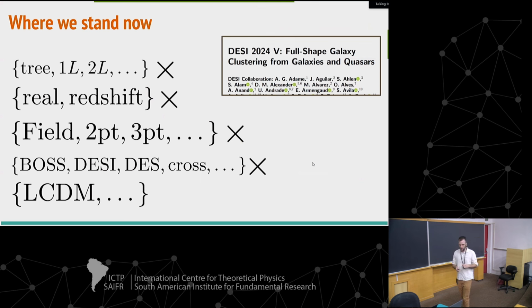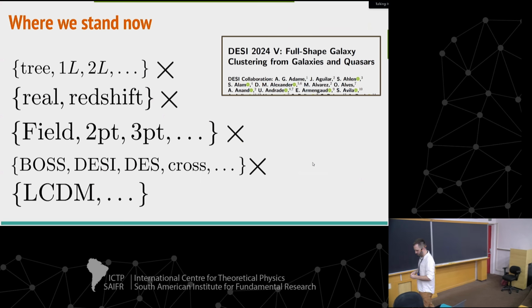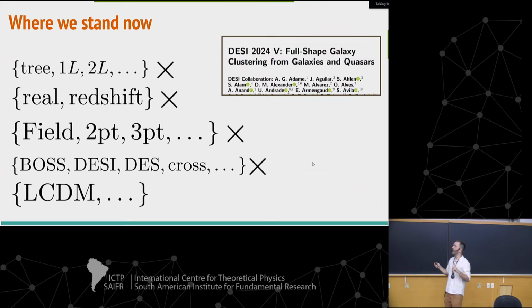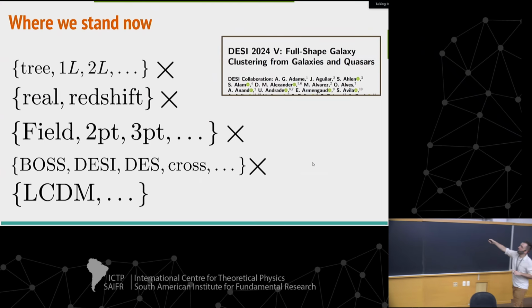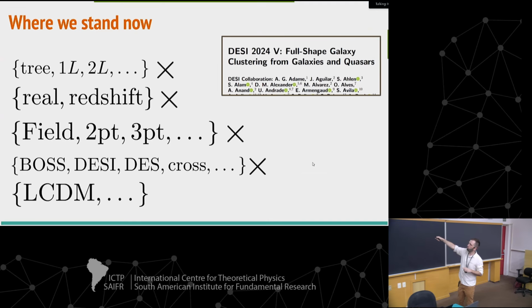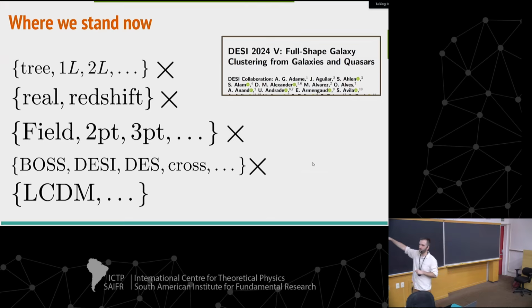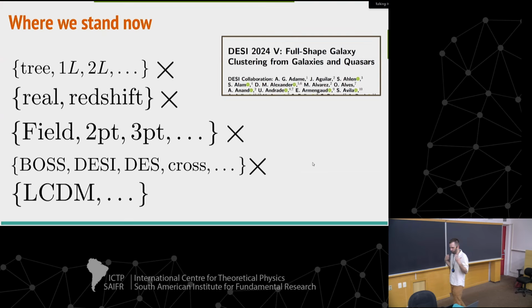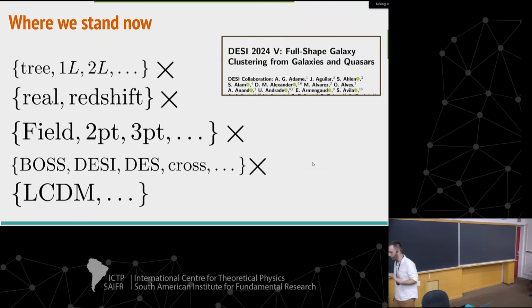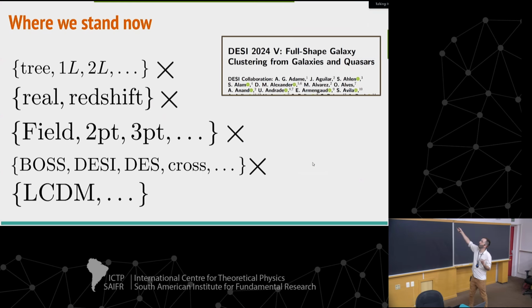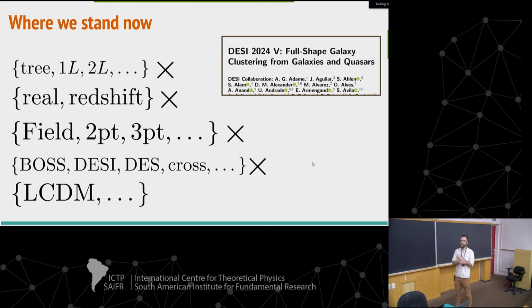Right, so the state of the art is that now we have many codes on the market that calculate those loops at the one loop level, and basically take this one loop correction. You can have it in real space or what we call redshift space. You can do field level, 2-point functions, 3-point functions, and you can also apply it to different data sets and consider different models. It is a framework that DESI used as the main framework when they did their full shape analysis.